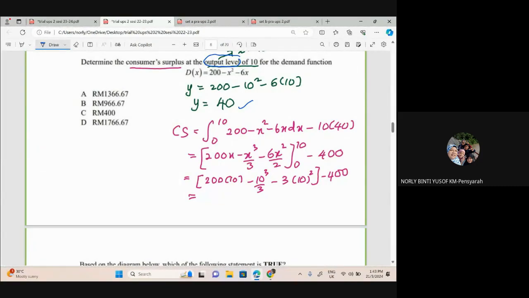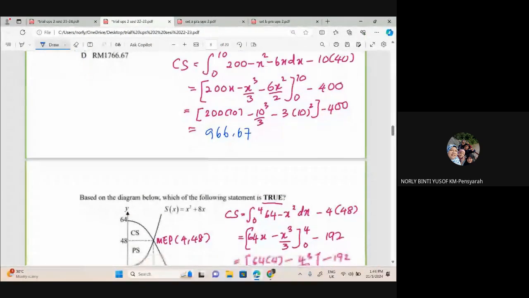Okay, and then you akan dapat nilai dia adalah 200 times 10 tolak dengan 10 kuasa 3 bahagi 3 tolak 10 kuasa 2 lepas tu tolak 400. So you akan dapat 966.67. So inilah jawapan dia B.